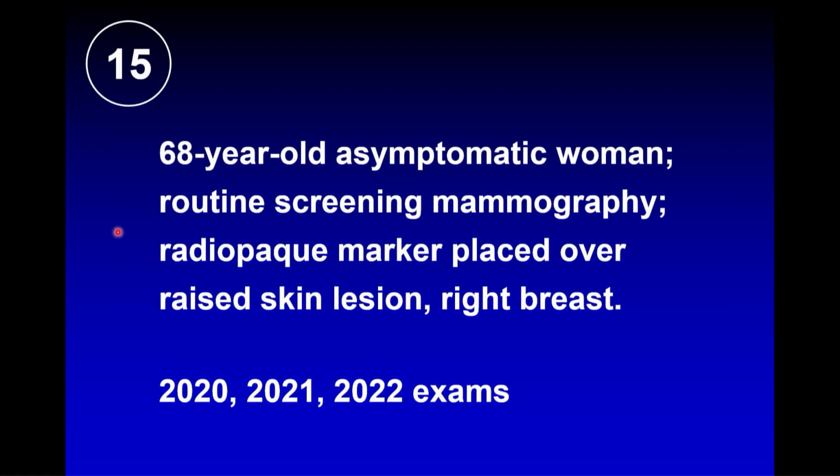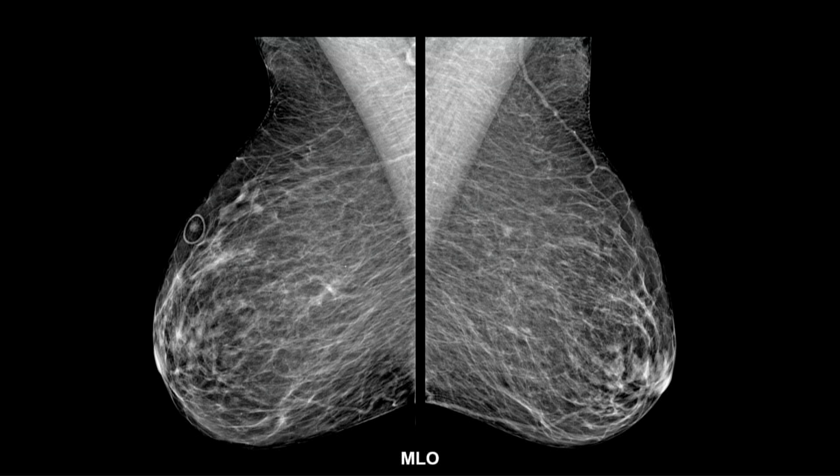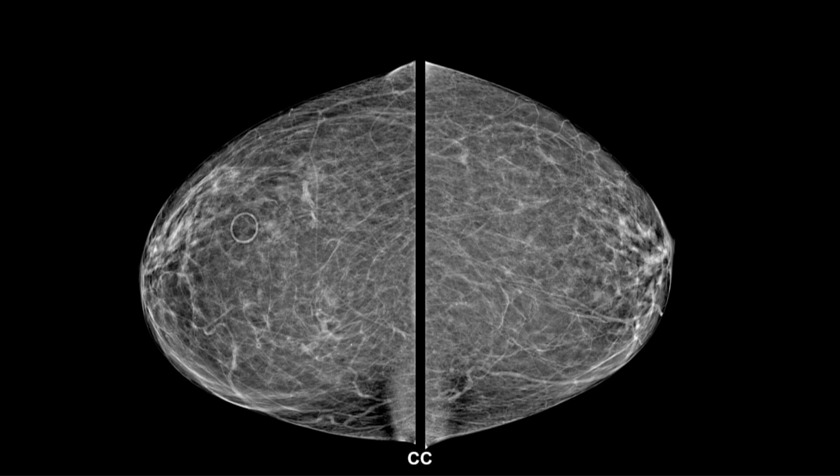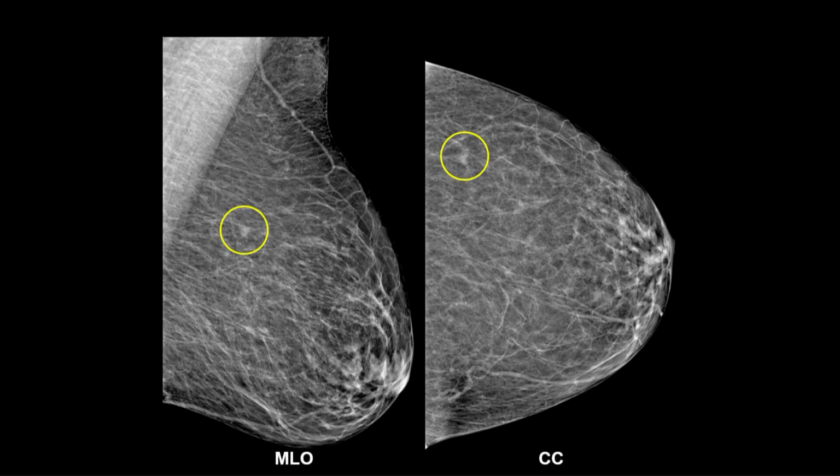Come on. There we go. Case 15. All right. Not so dense a breast. Ignore the skin lesion. There's a finding there, very small. In fattier breasts, it's easier to see smaller lesions. In a very dense breast, that probably would not have been seen until it got bigger.